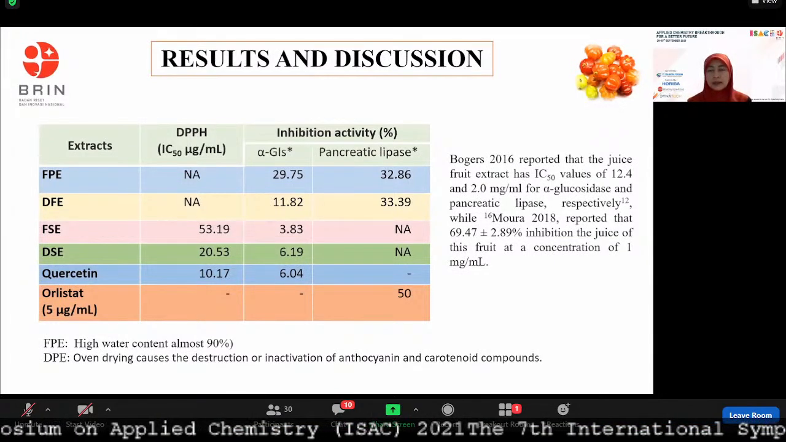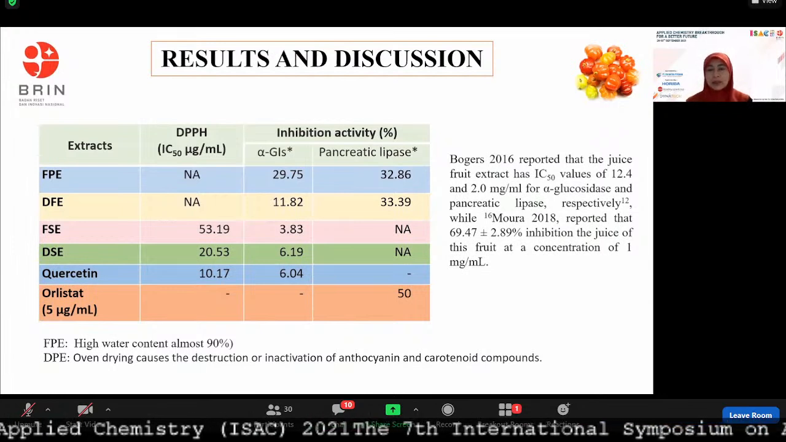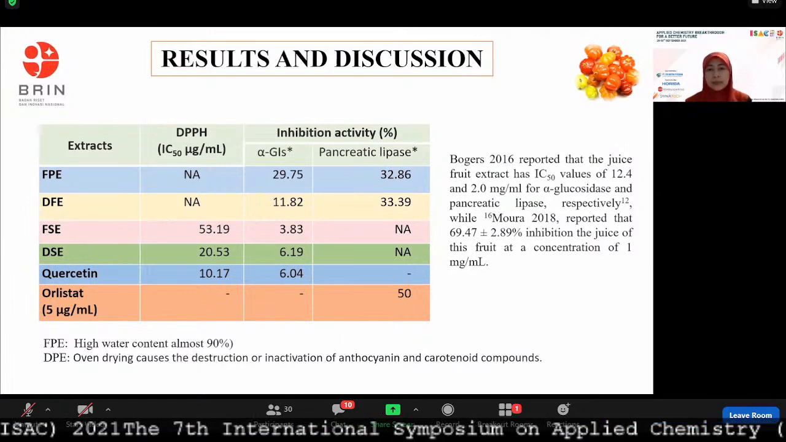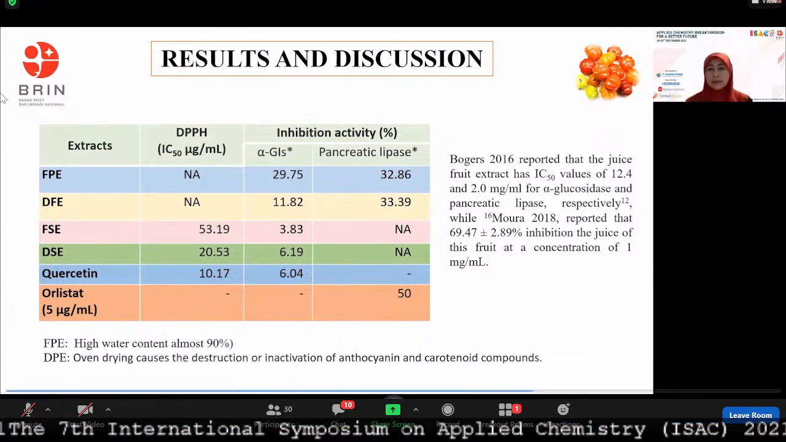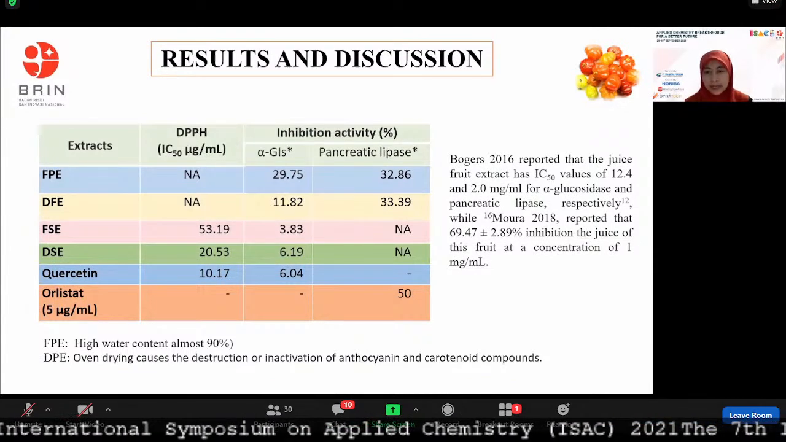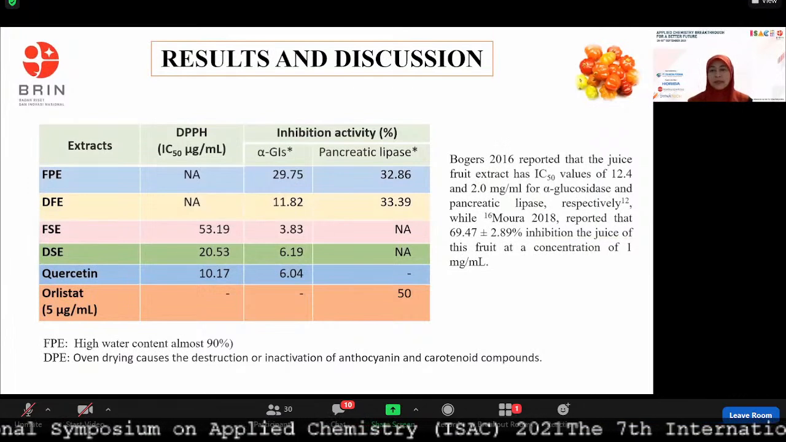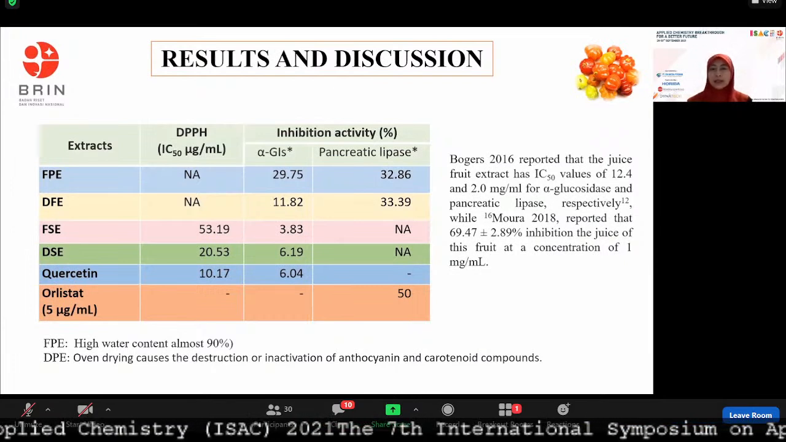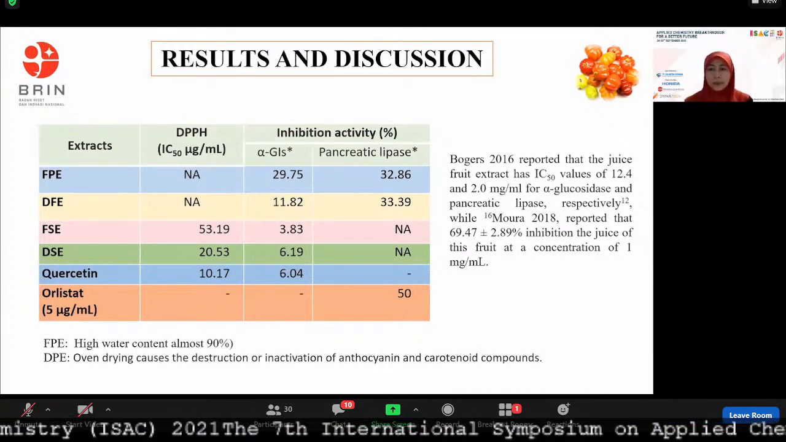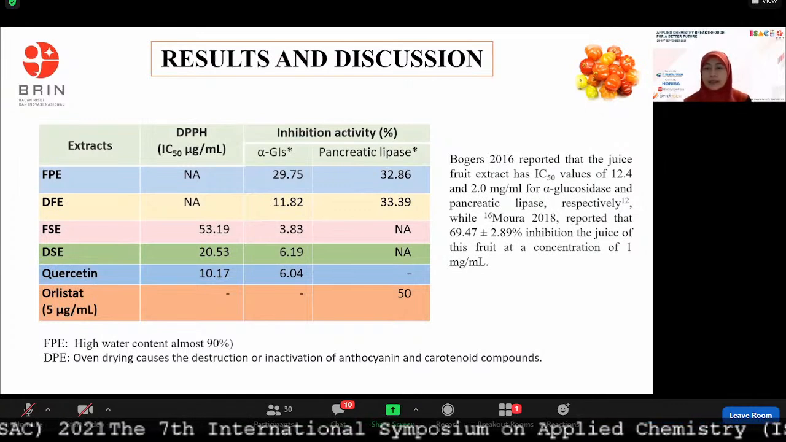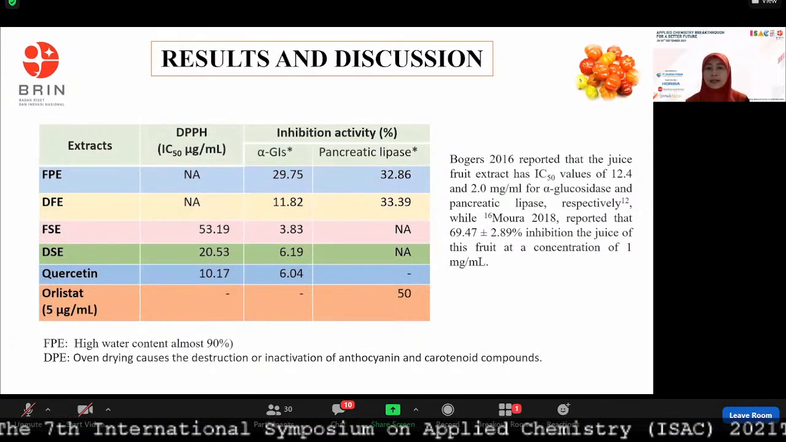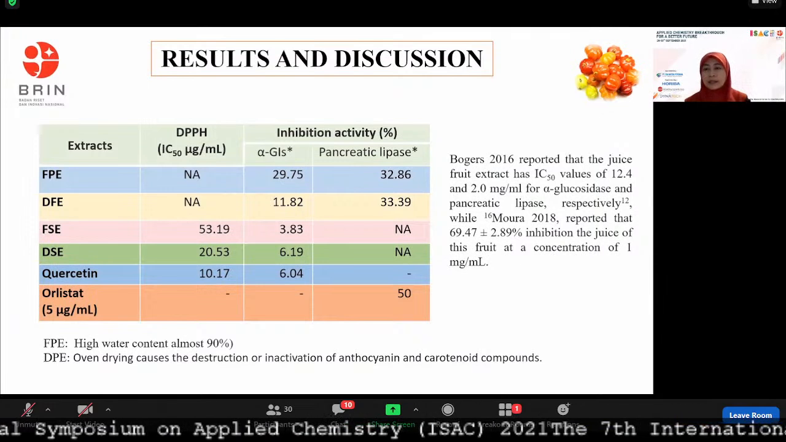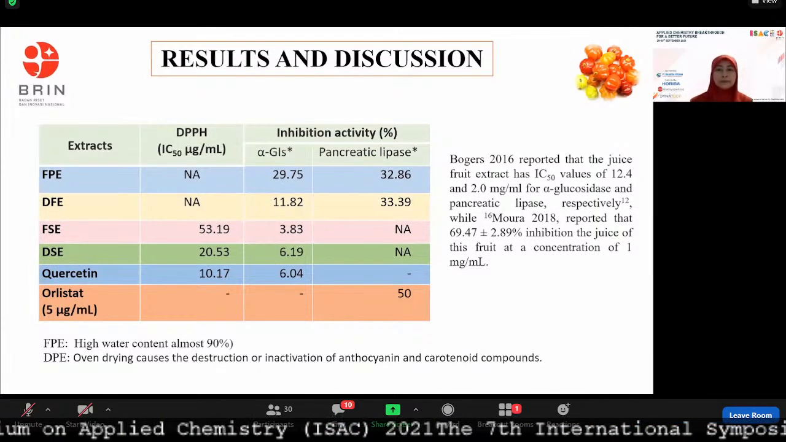But for inhibition activity on the enzymes alpha-glucosidase and pancreatic lipase, we can see here that the pulp extract, both fresh and dry, has a significant effect against both enzymes. This agrees with the previous report that the fruit extract, from fresh fruit, has a significant IC50 value against alpha-glucosidase and also pancreatic lipase, with IC50 around 12 and 2 milligram per milliliter.